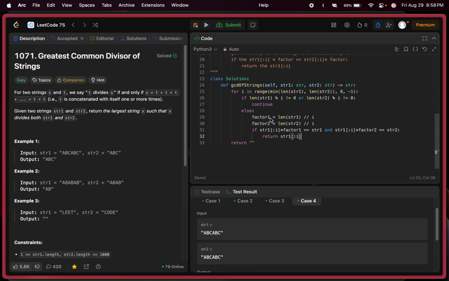Otherwise, if it goes through the entire loop, continuing, then we just return nothing, because we can safely say that there are no common substrings.